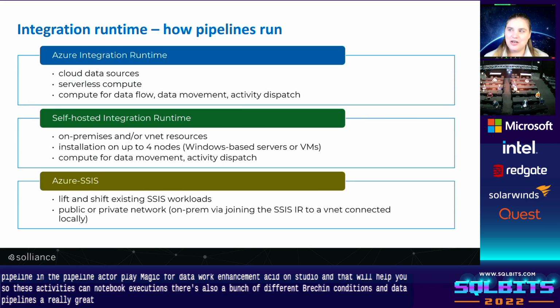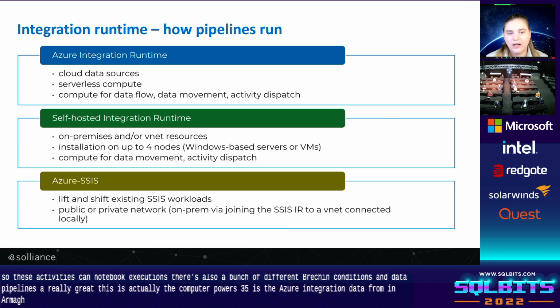Next up is the integration runtime. This is actually the compute that powers the execution of Azure Synapse pipelines. There are three flavors available. The first one is the Azure integration runtime, and that's used to connect and move data from various cloud-based sources. It is serverless and automatically scales.